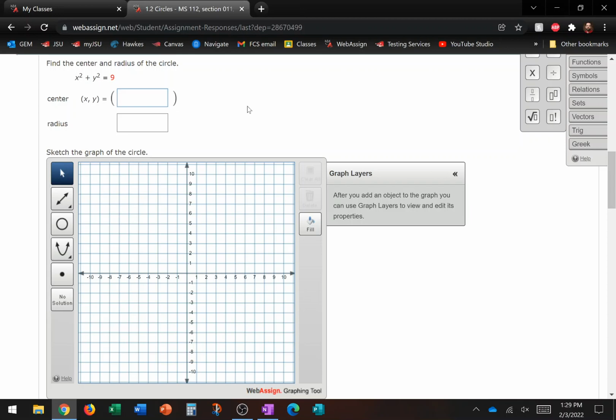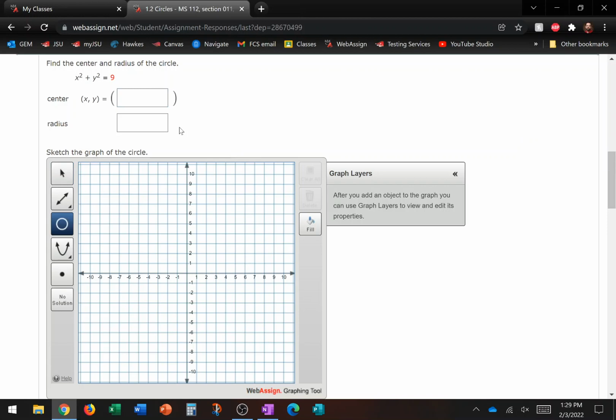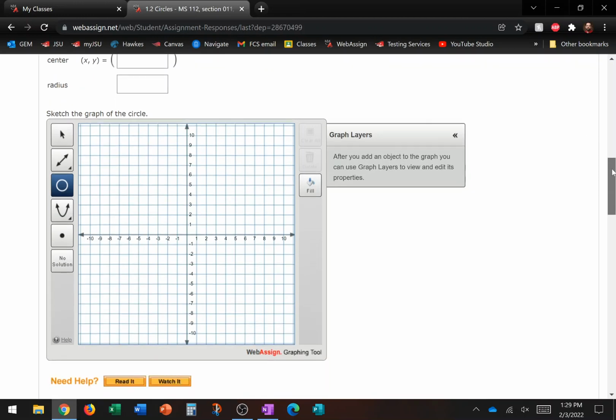So where's our center going to be on this one? 0 for x, and then 0 for y. Okay. And then our radius is going to be 3. Yeah, good. So when we go to make our graph, you can just put in 0, 0 here and 3 there.